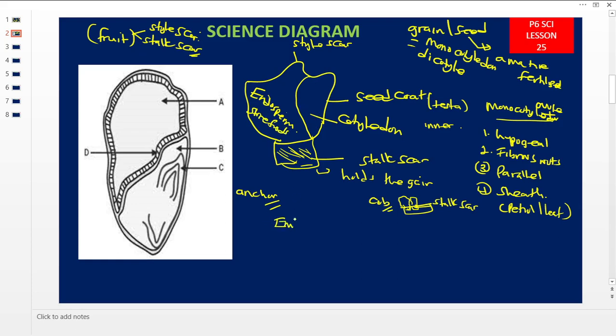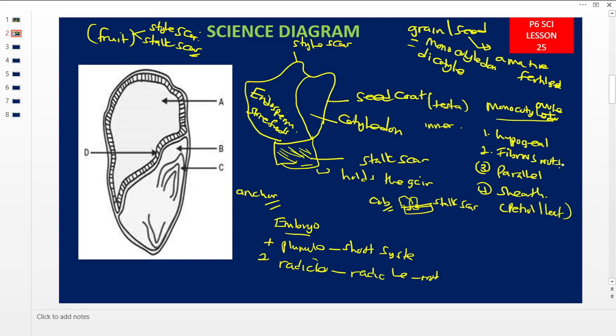Remember we discussed the embryo. Now let us remind ourselves. We say the embryo is made up of two parts. One, the plumule, and two, the radicle. Are we there? Now the plumule, on germinating, is going to grow into a shoot system, and the radicle grows into a root system. And which system is this? It is going to be the fibrous root system. I hope that you are following me there.